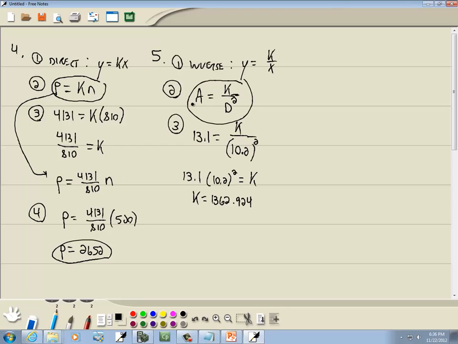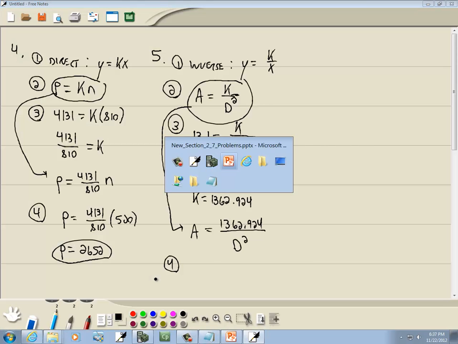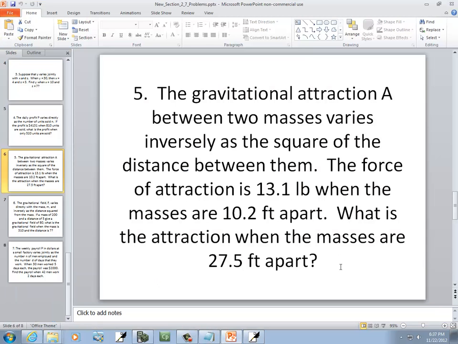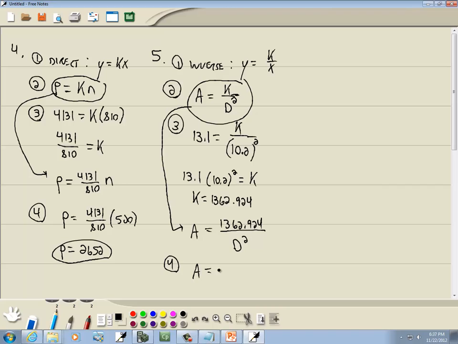And now we want to plug that into our formula. We know what K is. So we got A is equal to 1362.924 divided by d squared. Now step 4, find what they really want. It says, what is the attraction, so what is A, when the masses are 27.5 feet apart? So it's telling us to plug in 27.5 for d.